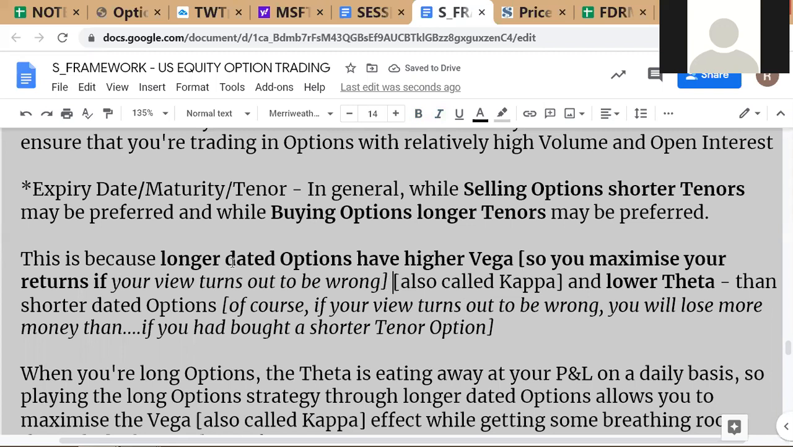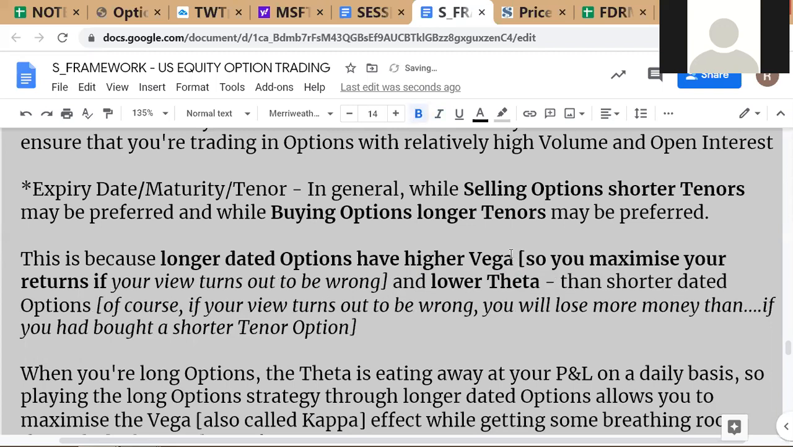So Vega is also called kappa. We can have that somewhere else actually. We can put that as a footnote.